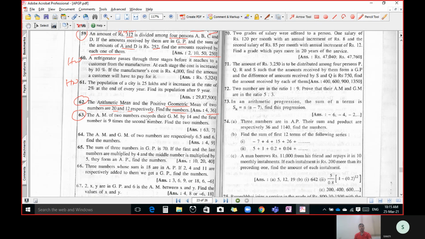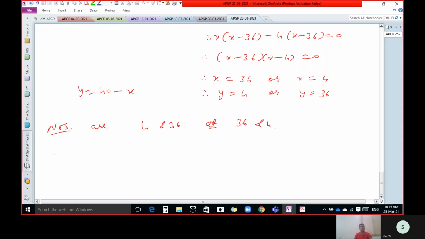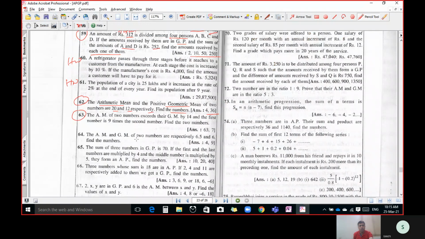The arithmetic mean of two numbers exceeds their geometric mean by 14. Arithmetic mean exceeds means more. How much? 14 from the geometric mean. So the arithmetic mean is 14 plus the geometric mean. That is equation one.